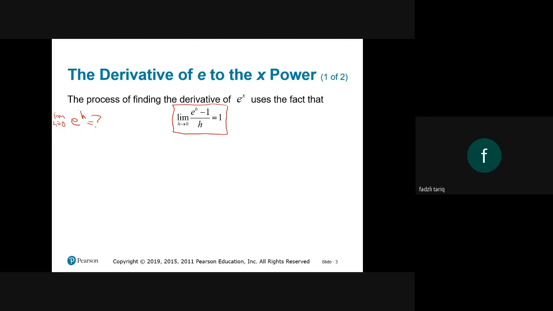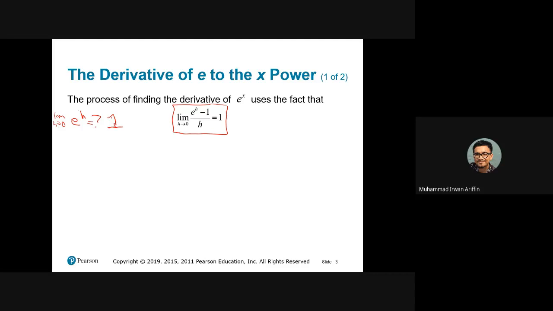We are making h to be very small, right? So what happened to this term when we make h to be very small? 1. Okay, very good answer. So you get, so this is 1.